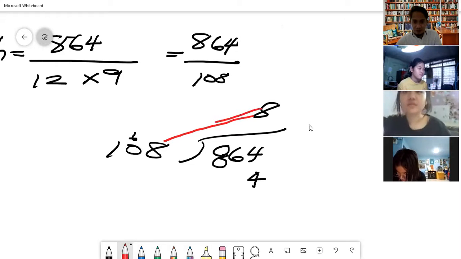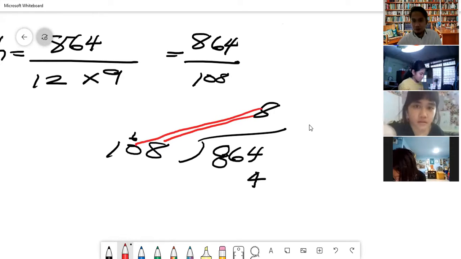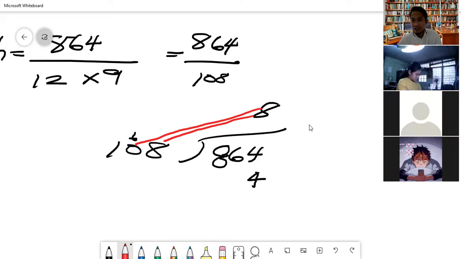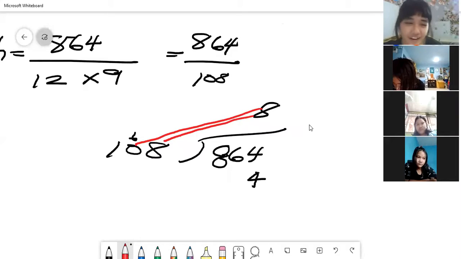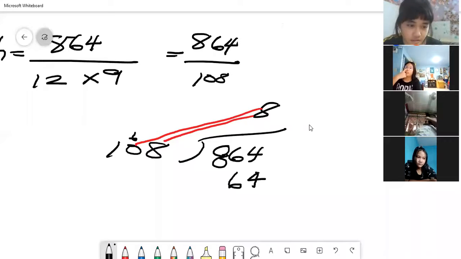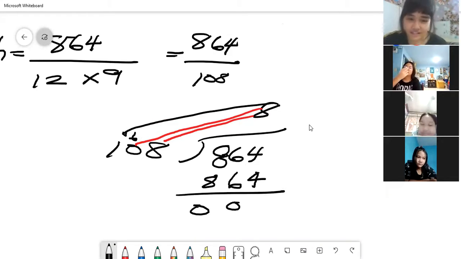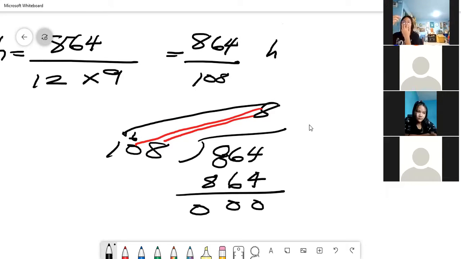8 times 0? 0. Bring down the 6. 8 times 1? 8. Okay, 864. Meaning the height is equal to 8 centimeters.